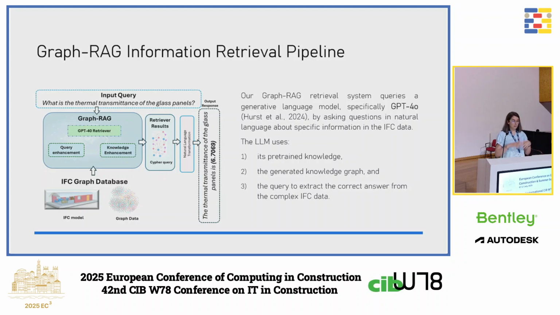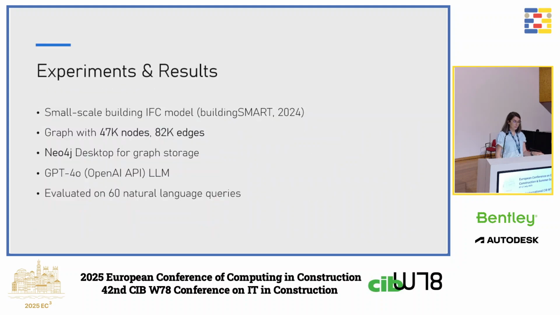This is the general pipeline that we had, and the large language model uses its pre-trained knowledge, the generated knowledge graph, as well as, of course, the query to extract the correct answer from the complex IFC data. For any input query, Graph Rag first creates a Cypher query, extracts information from the knowledge graph, and then the context or the result from the knowledge graph is transferred into natural language and shown to the user.